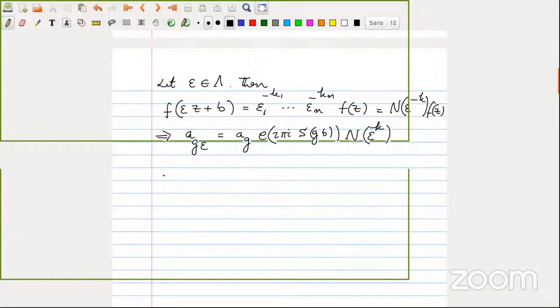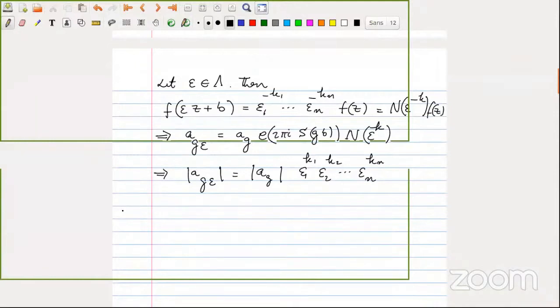Let's take the absolute value of this one and check. So the absolute value of a of g epsilon is equal to the absolute value of a_g times epsilon 1 to the k1, epsilon 2 to the k2, and so on up to epsilon n to the kn. They are all positive real numbers. So if at one cusp a_g is 0, then we can see that at the other cusp it is also automatically 0.